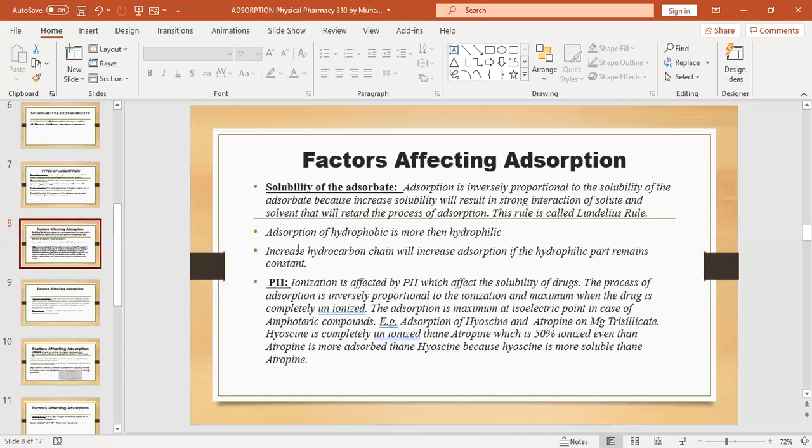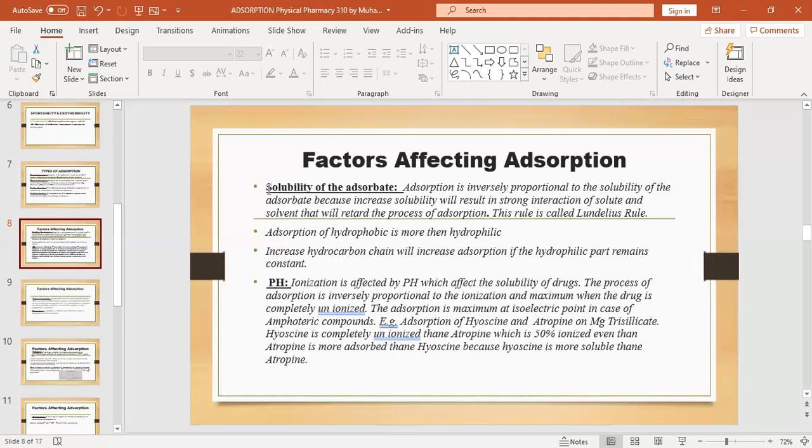Next is increase in hydrocarbon chain will increase adsorption if the hydrophilic part remains constant. Suppose there is a molecule, there is a hydrocarbon, and if we increase the chain of hydrocarbon, as we have discussed earlier in solubility, an increase in chain of the hydrocarbon will decrease the hydrophilic or polar character. So with the decrease in polar character, adsorption phenomena will increase.